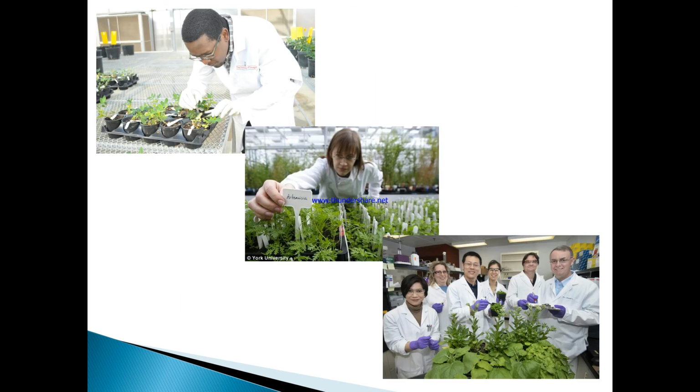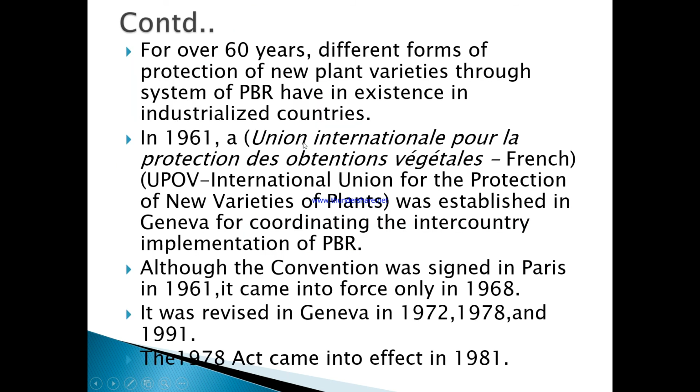So these are some of the examples where we can see new plant varieties being developed or invented by agricultural scientists, and then they are rewarded with some rights to exploit commercially. These are called plant breeders' rights. For over 60 years, different forms of protection of new plant varieties through systems of plant breeders' rights have been in existence in industrialized countries.